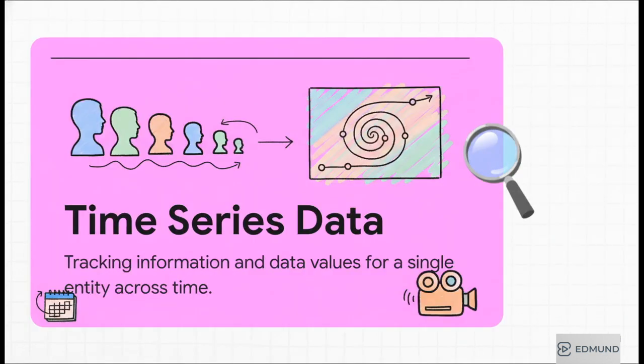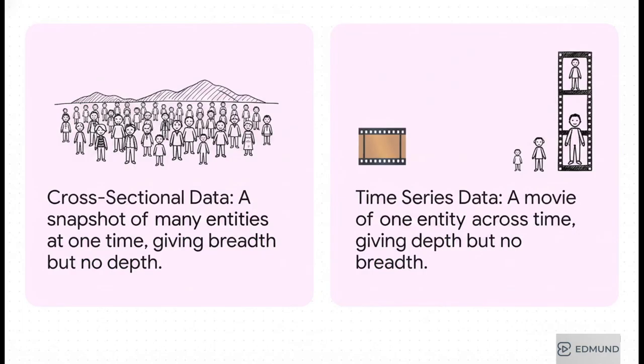And then, on the flip side, you have time series data. This is the complete opposite. It's more like a home movie that's focused on just one person, showing how they change and grow over many years. So here you get a lot of depth, but no variety. So you see the trade-off, right? The group photo gives you breadth, this big, wide view, while the home video gives you depth, the deep story of one person. Neither one all by itself can really tell you the whole story.